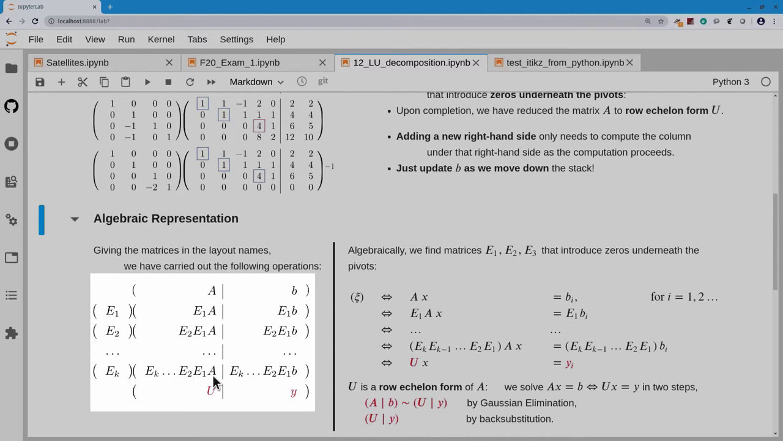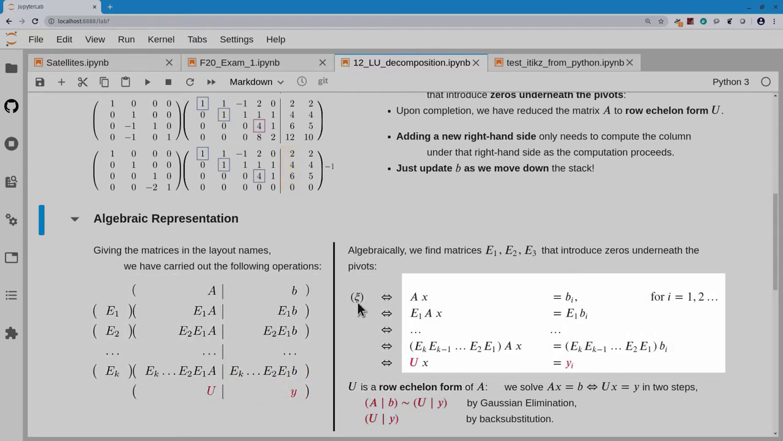And by the time that we are done with Gaussian elimination, the matrix that's left is in row echelon form. We'll call it U. And the B vector will have to be transformed into another vector by those same E matrices, and we'll call that vector Y.